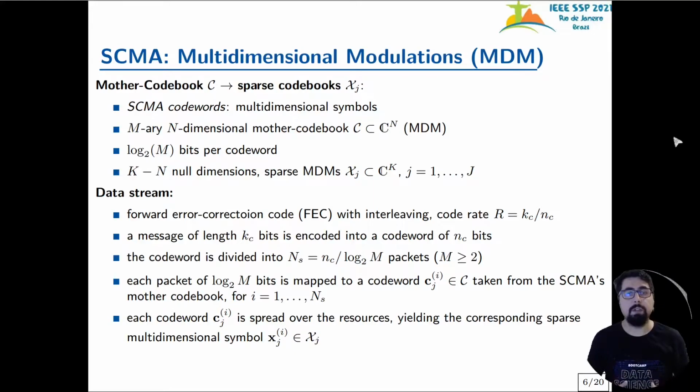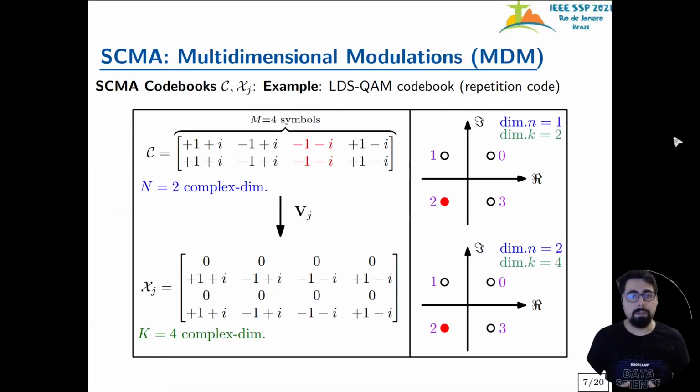SCMA is a physical layer scheme. On top of that, we consider that a forward error correction code is employed. Thus, a long coded message must be broken into several bit packages. Each bit package is mapped to an SCMA codeword to be transmitted in one channel use. The receiver must extract soft bits from all SCMA packages in order to perform iterative detection and decoding and recover the original coded message. This is an illustration of mapping from a two-dimensional mother codebook to a four-dimensional sparse codebook.